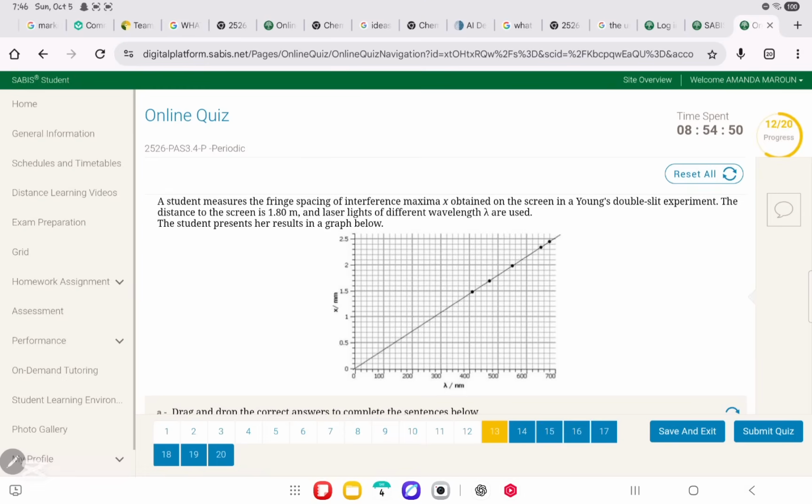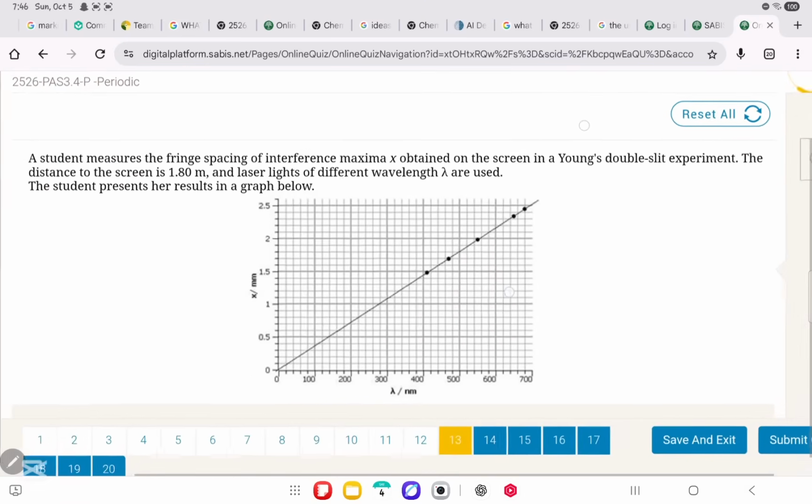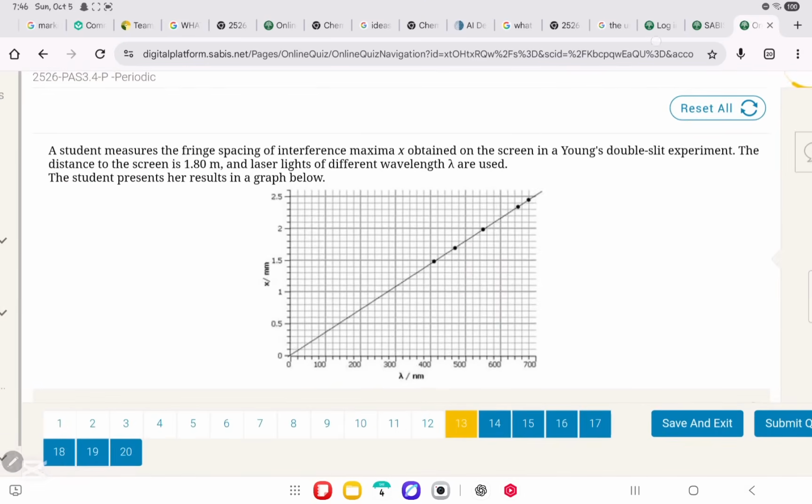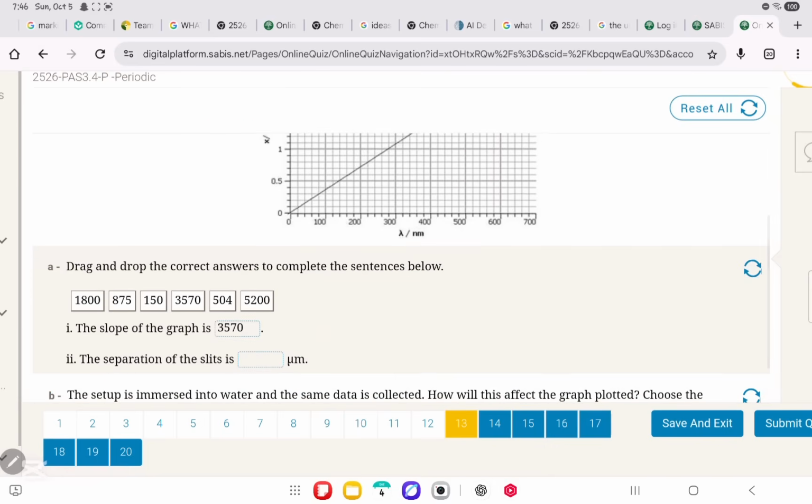Question number 13. A student measures the fringe spacing of interference maxima obtained, and so on. They told us that the distance to the screen, capital D, is 1.8 meters. Perfect. We go down, they told us that they want the value of the slope of the graph. Sorry, I put the answer by accident. So they want the value of the slope of the graph.